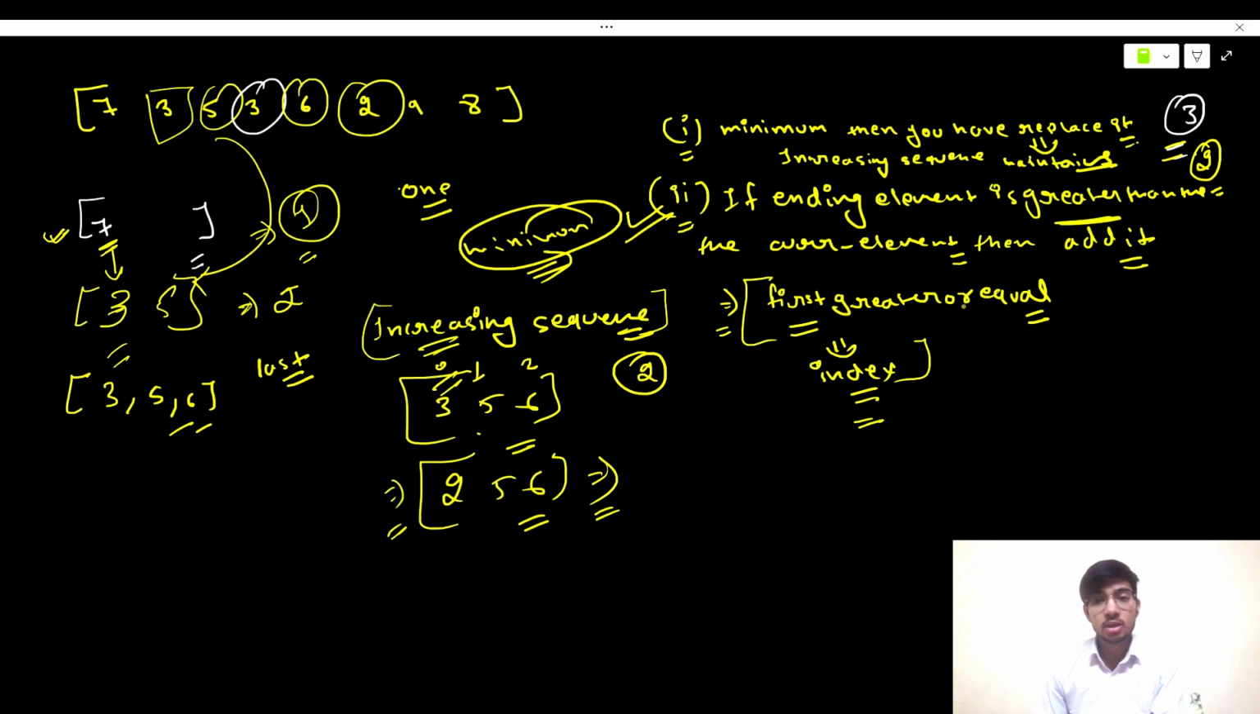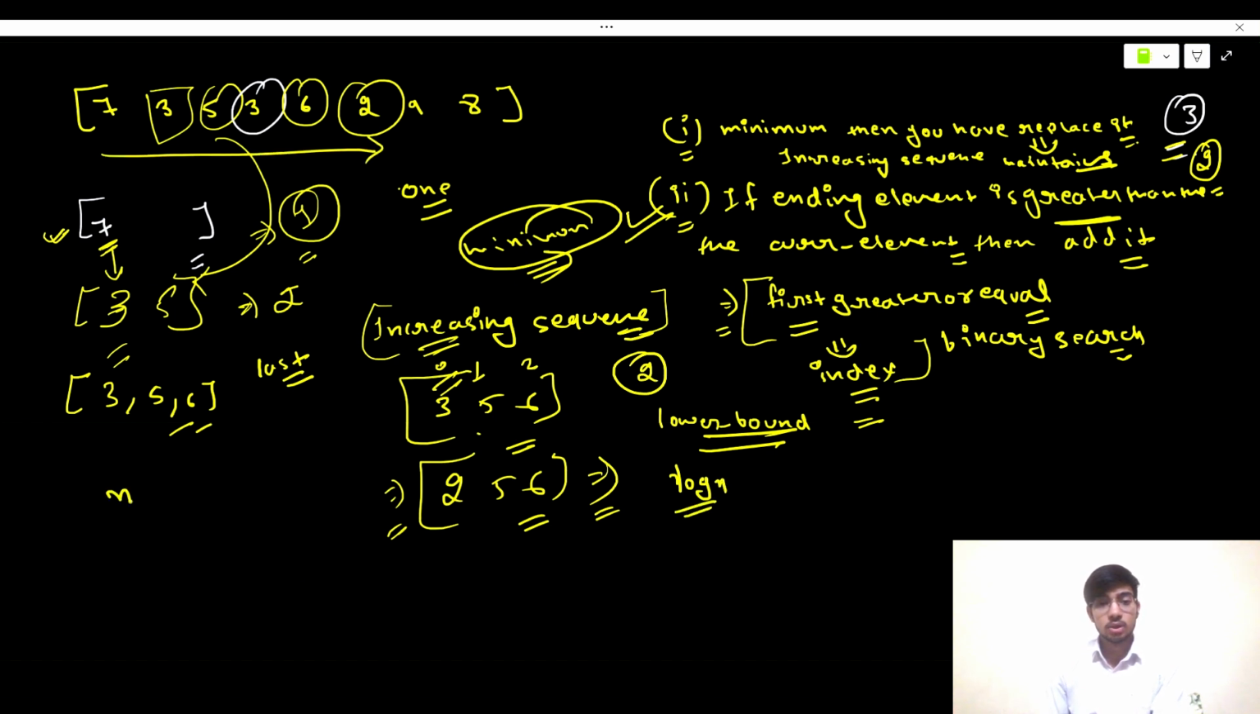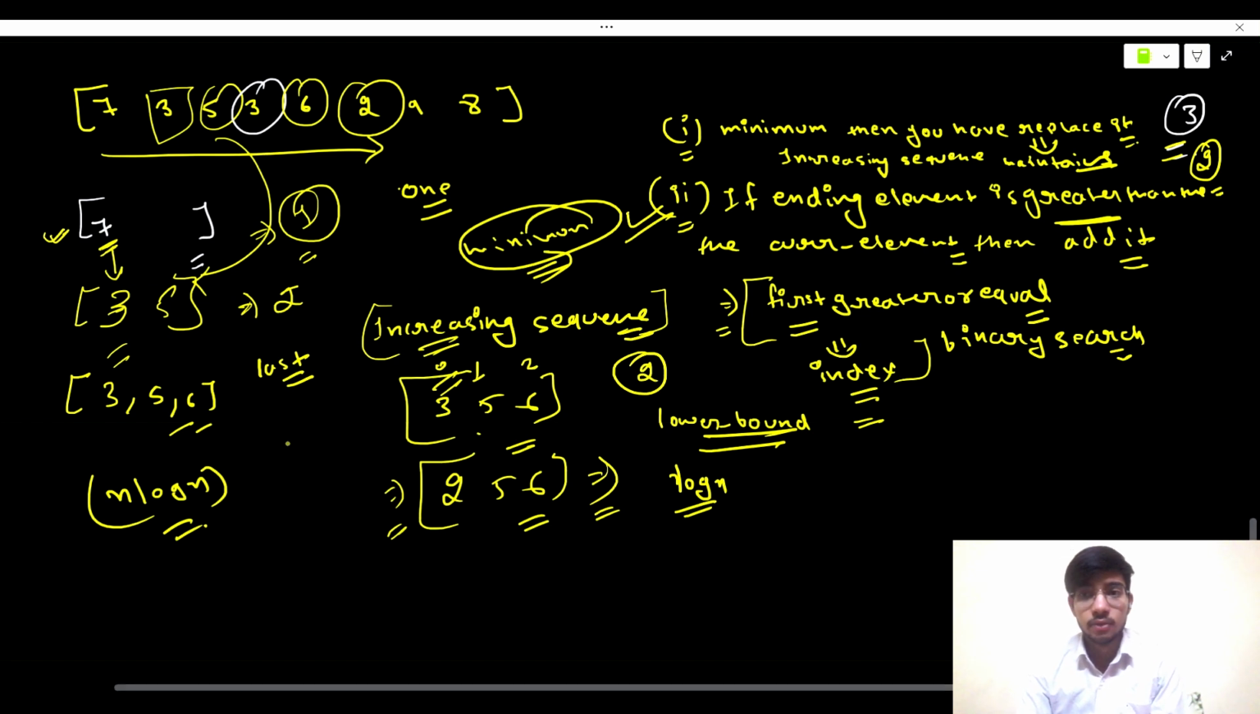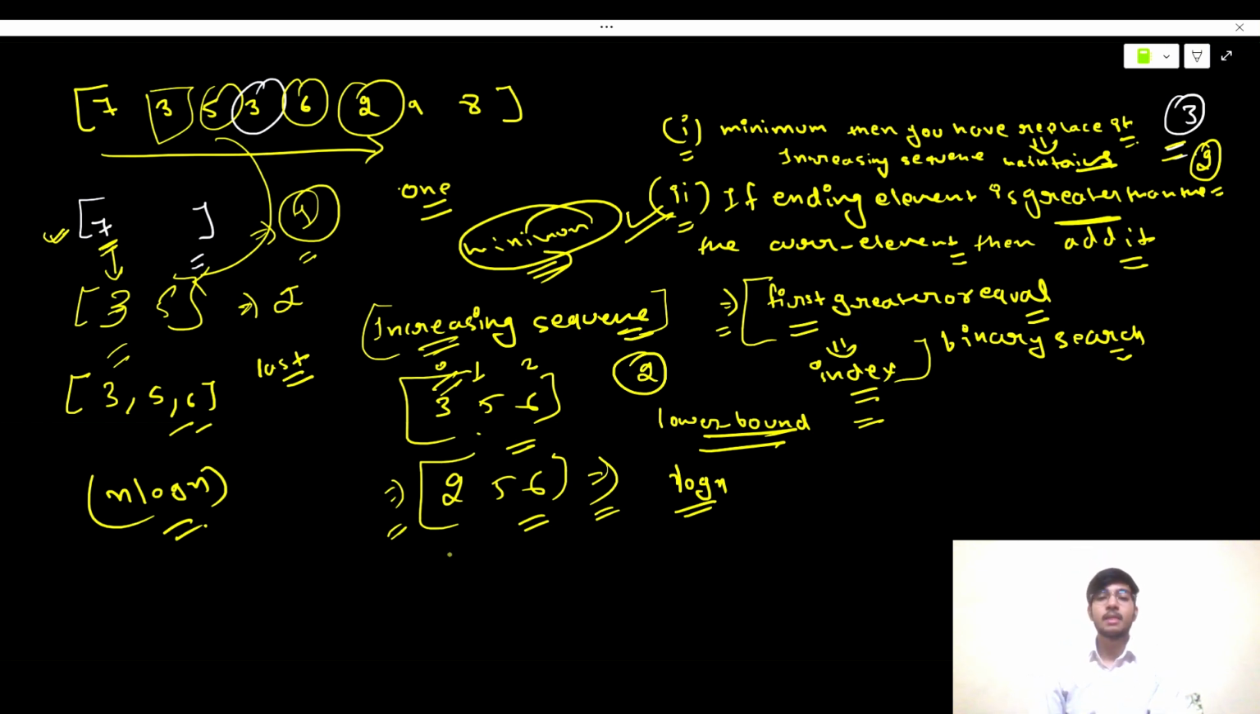How could you find the first greater or equal? Binary search, or in C++ we have the function lower bound. This results in log n complexity, and we iterate over all n elements. So the total time complexity would be n log n. This is how we can optimize it. Okay, perfect.